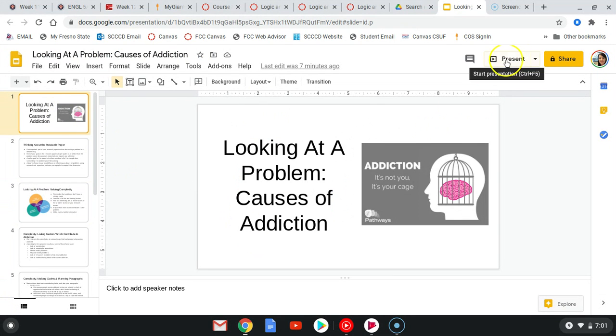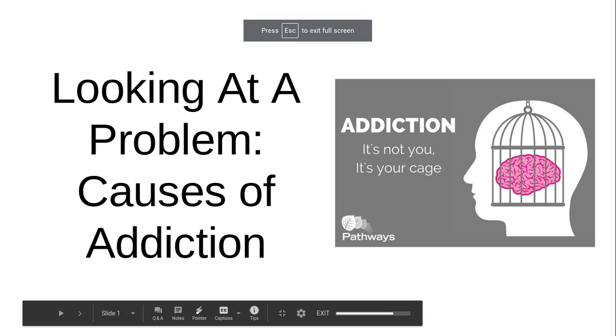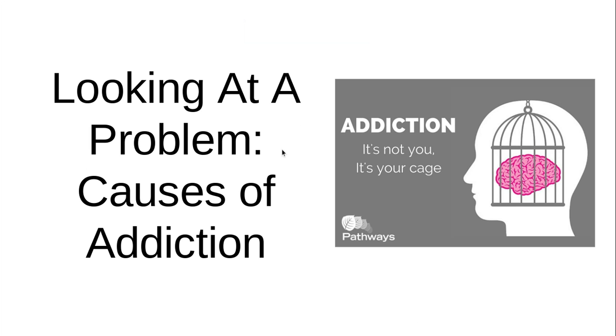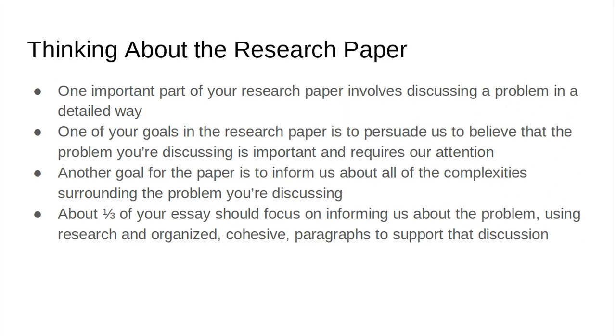Hi, everybody. This lecture is going to help you with understanding how to look at a problem in your research paper. We're going to be using addiction as an example while we talk about that, because this is one of the problems that we're researching for some of my classes. So we're looking at the causes of addiction as one example problem that we could deal with for the research paper.